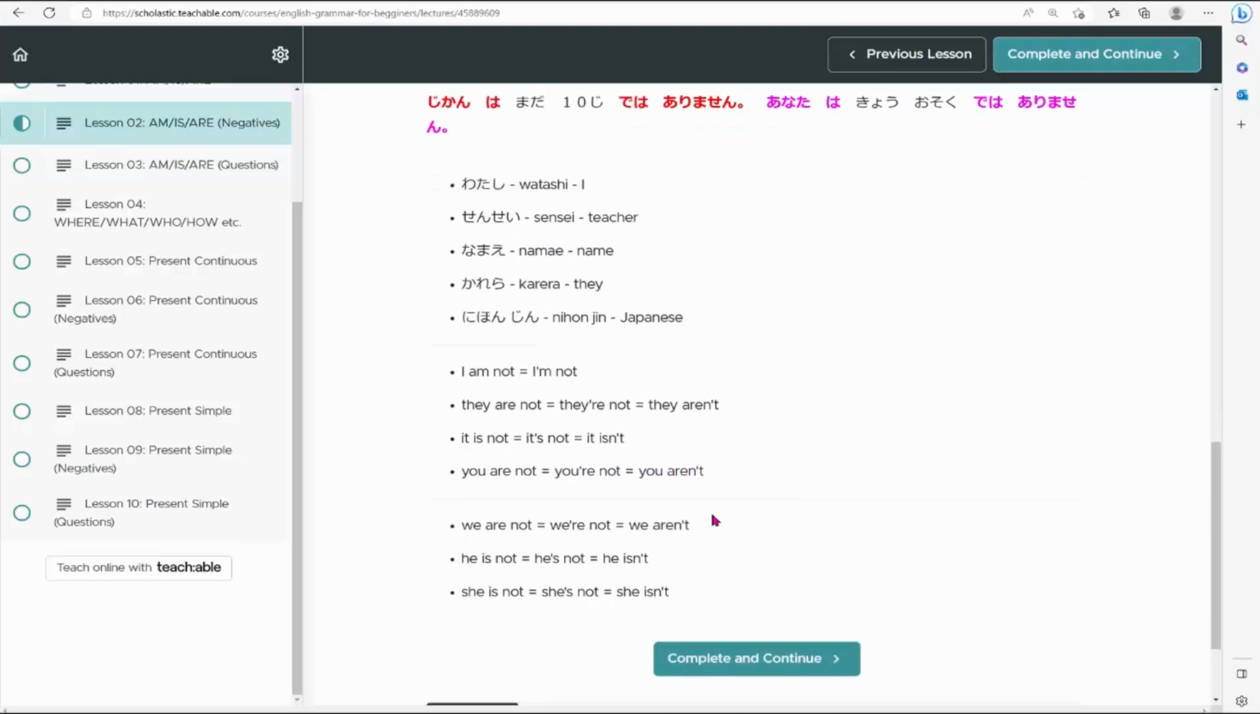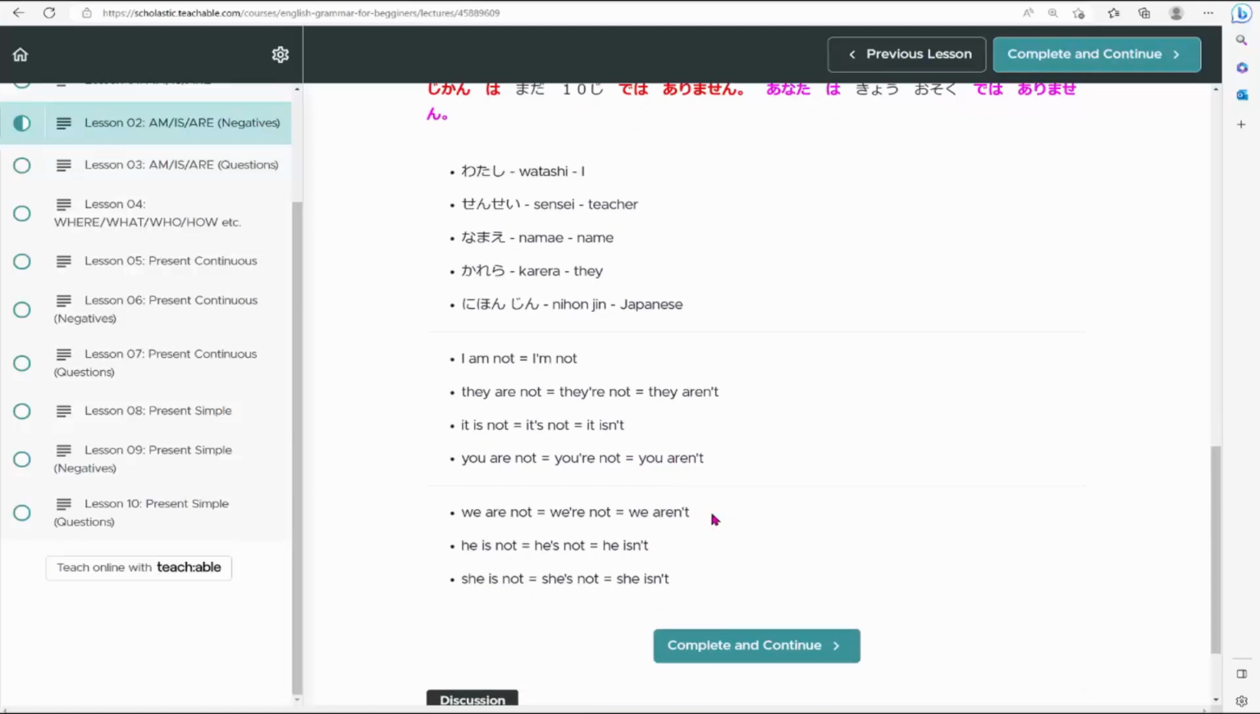These are the other ways; please learn these forms in the English language, so you have both languages in touch with you now. We are not, we're not, we aren't. He is not, he's not, he isn't. She is not, she's not, and she isn't. So these are the forms in the English language.